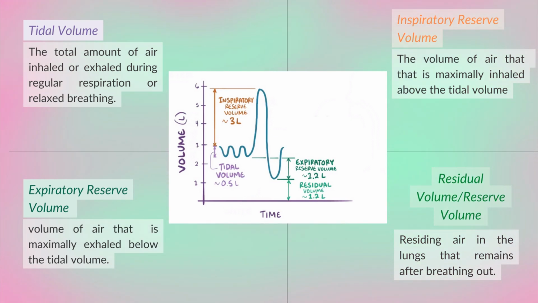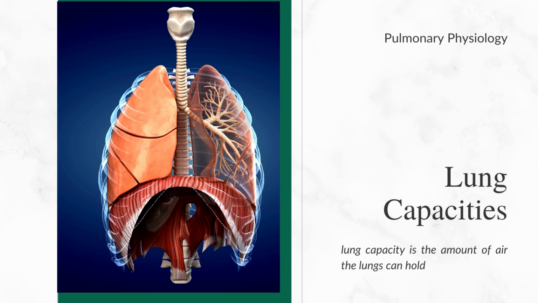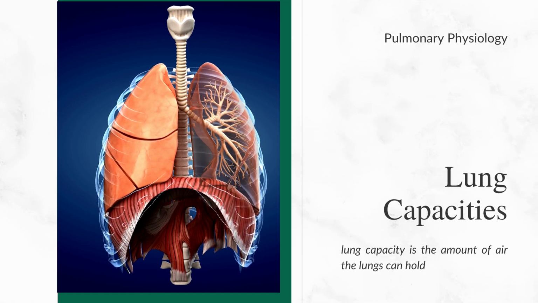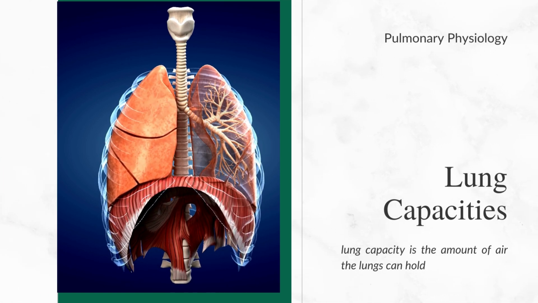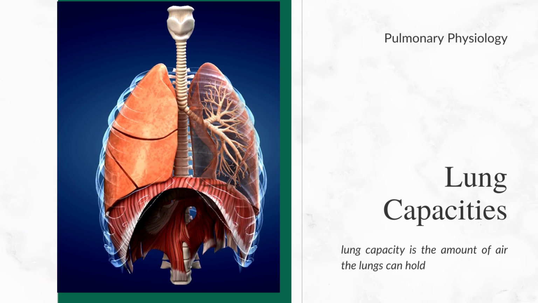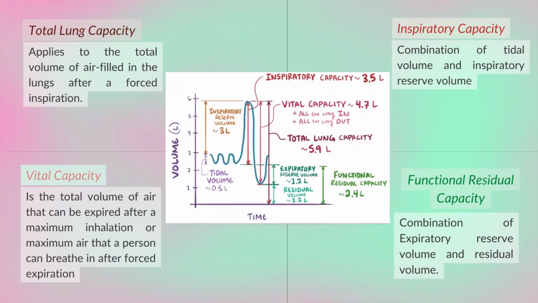Then lastly, the residual volume. The residual volume is the total volume of air, around 1.2 liters, residing in the lungs after the reserve volume is breathed out. The lung capacity is always constant and is usually a combination of two or more lung volumes. Now we have four types of lung capacity.